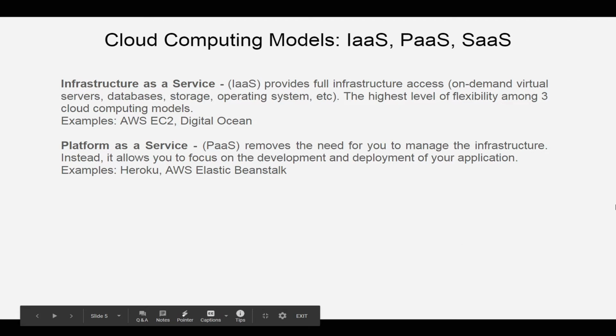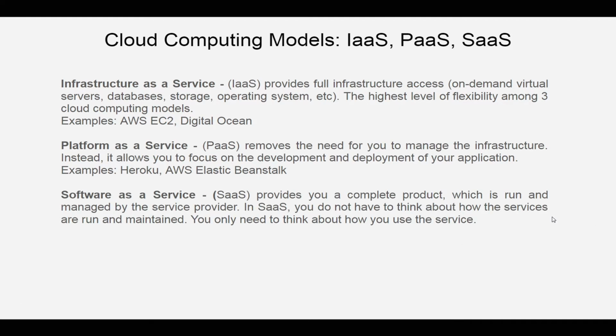Which is also the last cloud computing model. So the last one is software as a service. All right. So the third one provides you a complete product. All right. And it is run and managed by the service provider. In SaaS, you don't need to worry about how the services are run and managed. All right, because they will provide you a complete product. You just need to think about how to use these services, or SaaS services. All right. Now let's take a look at examples.